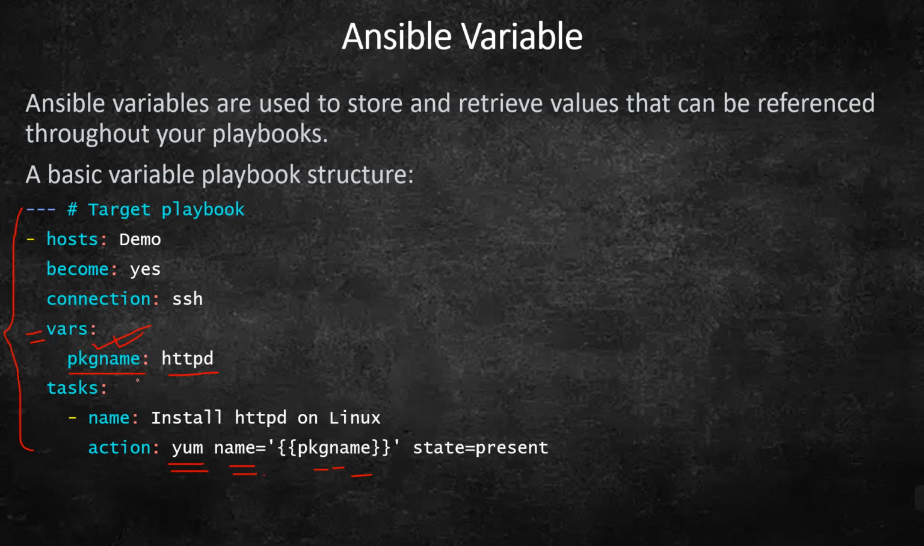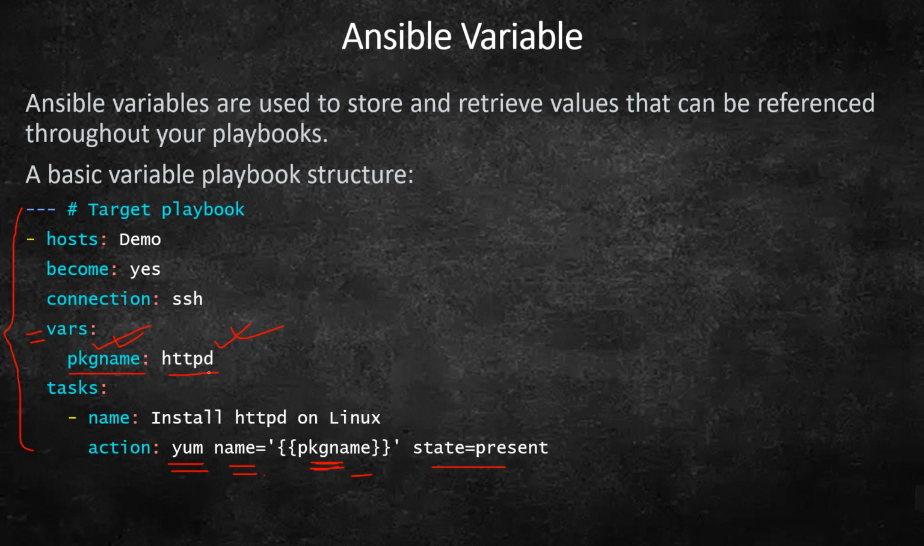In the YAML file, we already know it is represented in key and value format. So we only call the key, and it automatically reflects the value, and state is present. In this way we can use the variable. So instead of httpd we can use anything, like git.